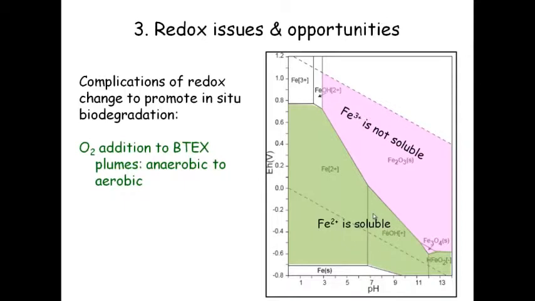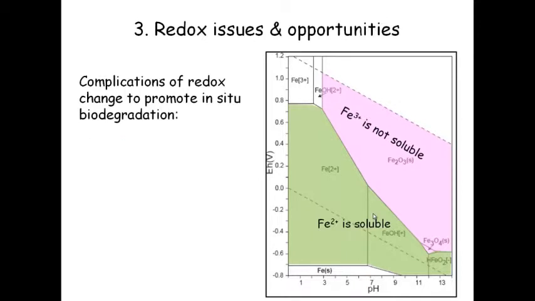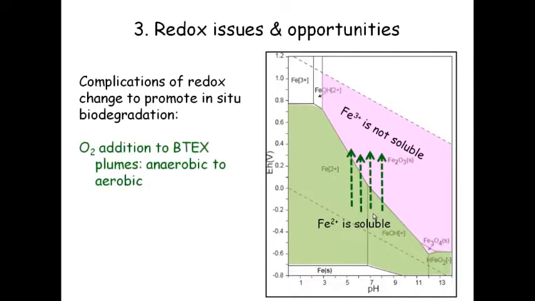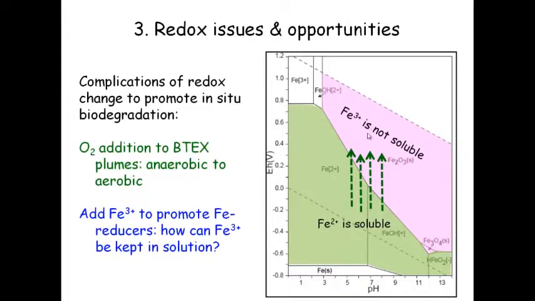So by adding oxygen, we increase the EH level. We move up. That takes us into the area where iron 3+ is a dominant iron species, and it's not soluble. So we get precipitation. Unfortunately, often on the well screen where we're adding oxygen. That becomes an issue. We might want to add iron 3+ to promote iron-reducing bacteria. Well, we can see that under these conditions, it's not soluble, and iron 2+ dominates here.